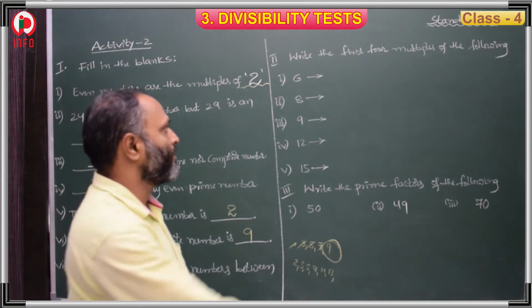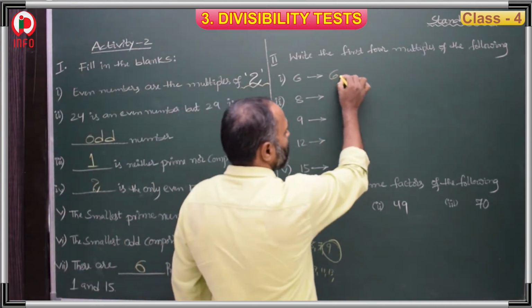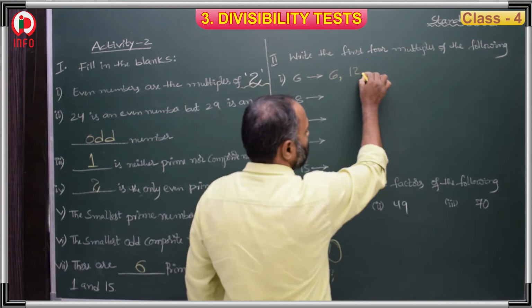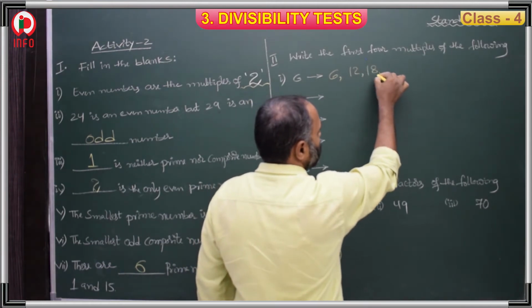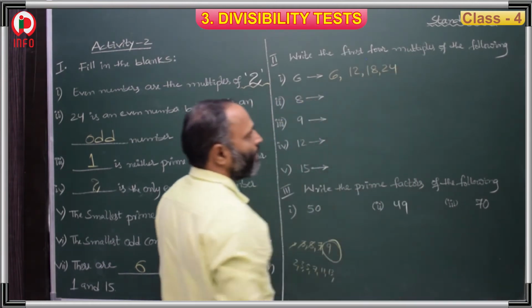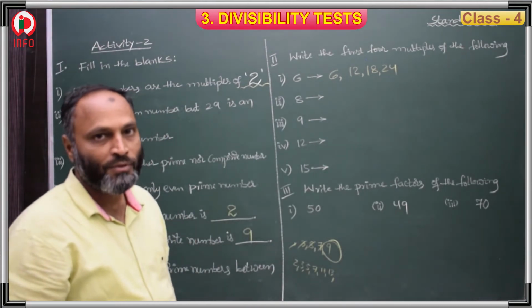First 4 multiples. 6 ones are 6. 6 twos are 12. 6 threes are 18. 6 fours are 24. These are the first 4 multiples of 6.